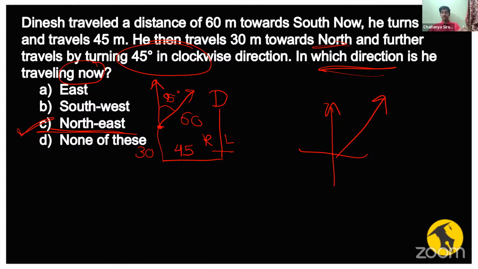It could have been more complex. Let me add some steps, like after turning 45, he moves some distance, let's say 10 meters, and then he takes a 90-degree turn counterclockwise and a 45-degree again clockwise. So there can be a little permutation and combination of these values. But if you track the person accurately, there's no way you are getting these questions wrong.